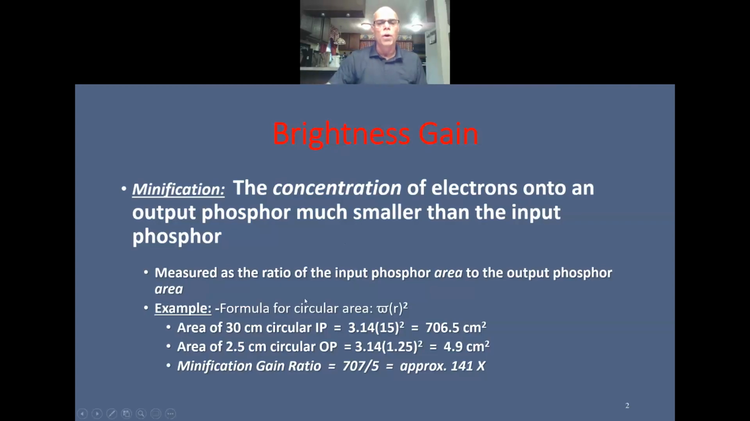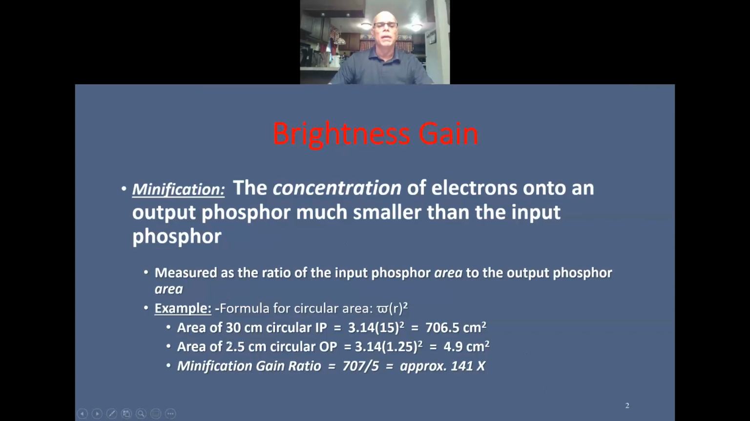The formula for the circular area is what you calculate for each the input and output phosphor. And then you're going to take those two and set it up in a ratio, and then actually divide them up, and you'll get a factor. That's really your magnification, your minification gain, or your brightness gain.